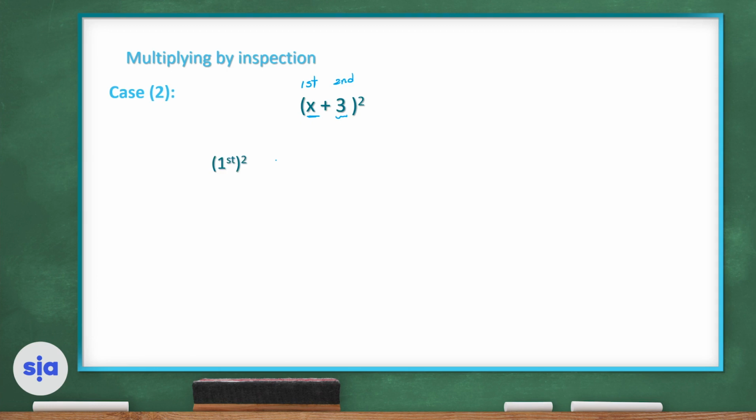First squared, then 2 times the first times the second, after that second squared. So x squared, then 2 times the first, which is x, the second is 3, which will give you 6x. After that, the 3 squared is 9.